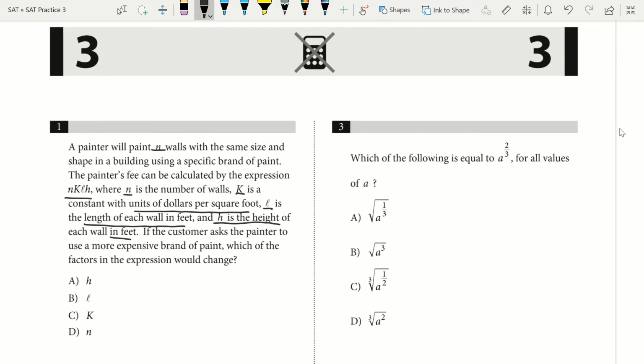If the customer asks the painter to use a more expensive brand of paint, which of the factors in the expression will change? Well, the only expression that varies with the paint color and the paint type is the cost per square foot of the paint, which is K. So K is the answer to 1.